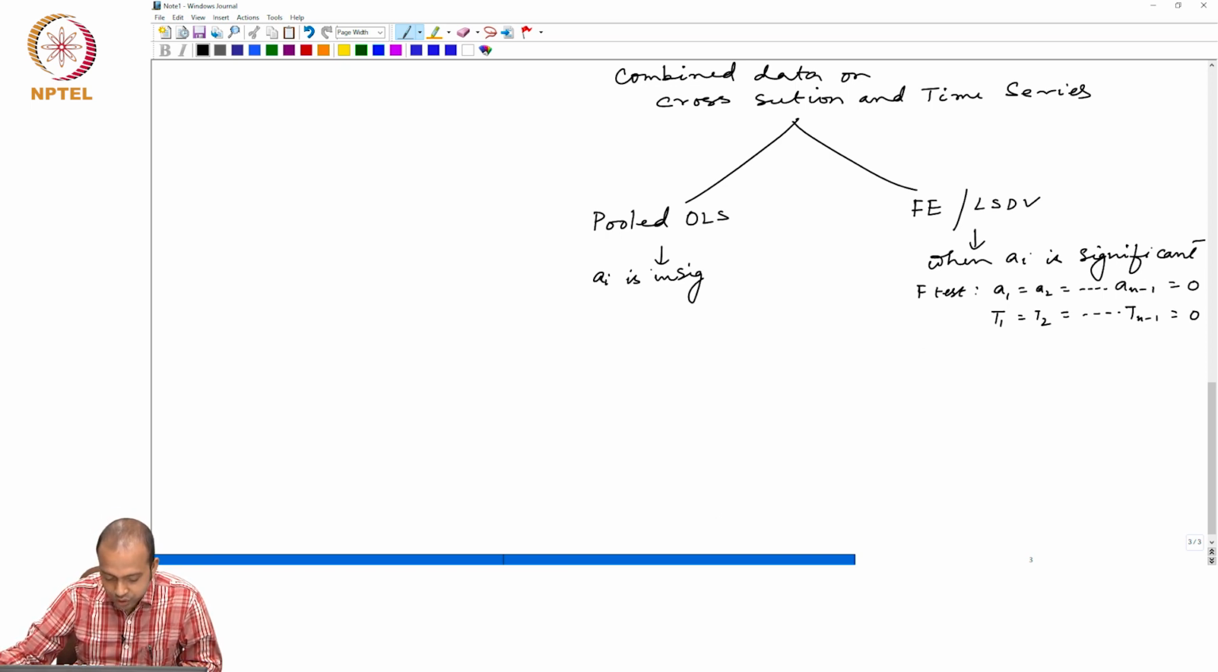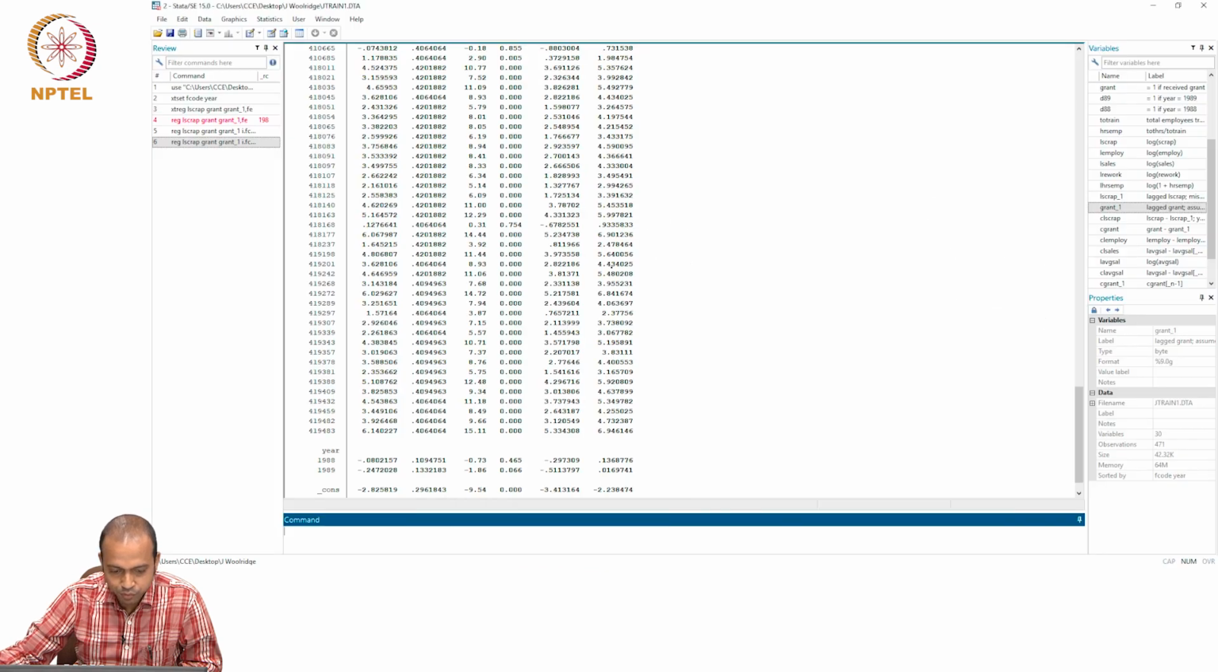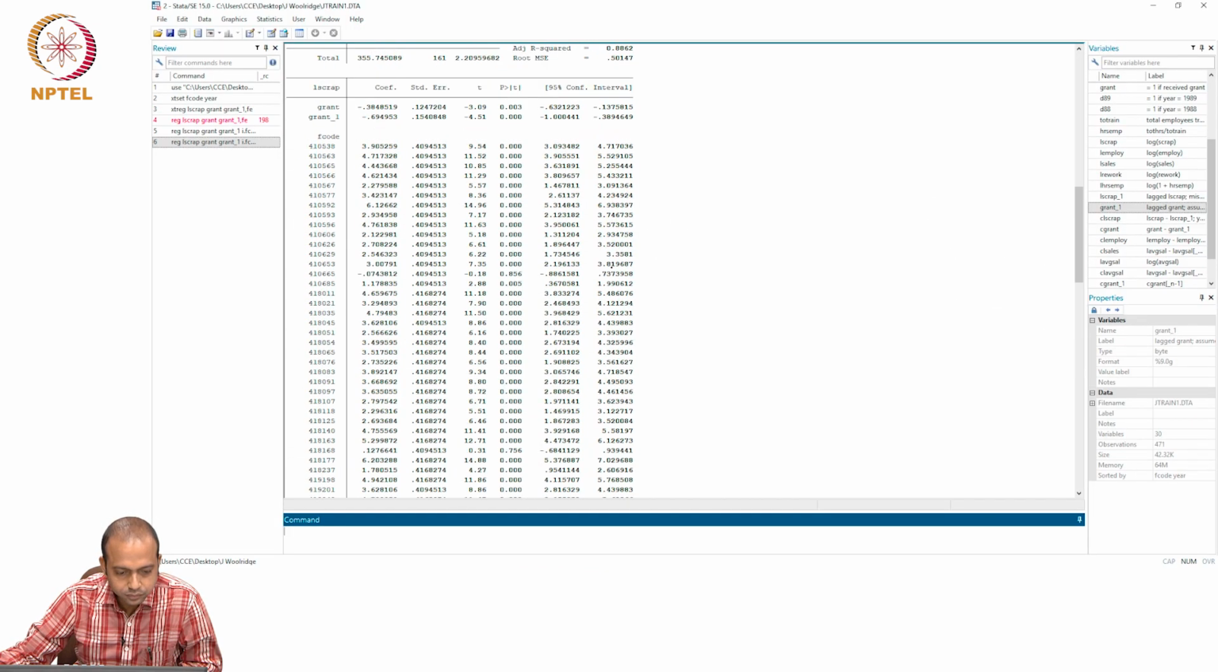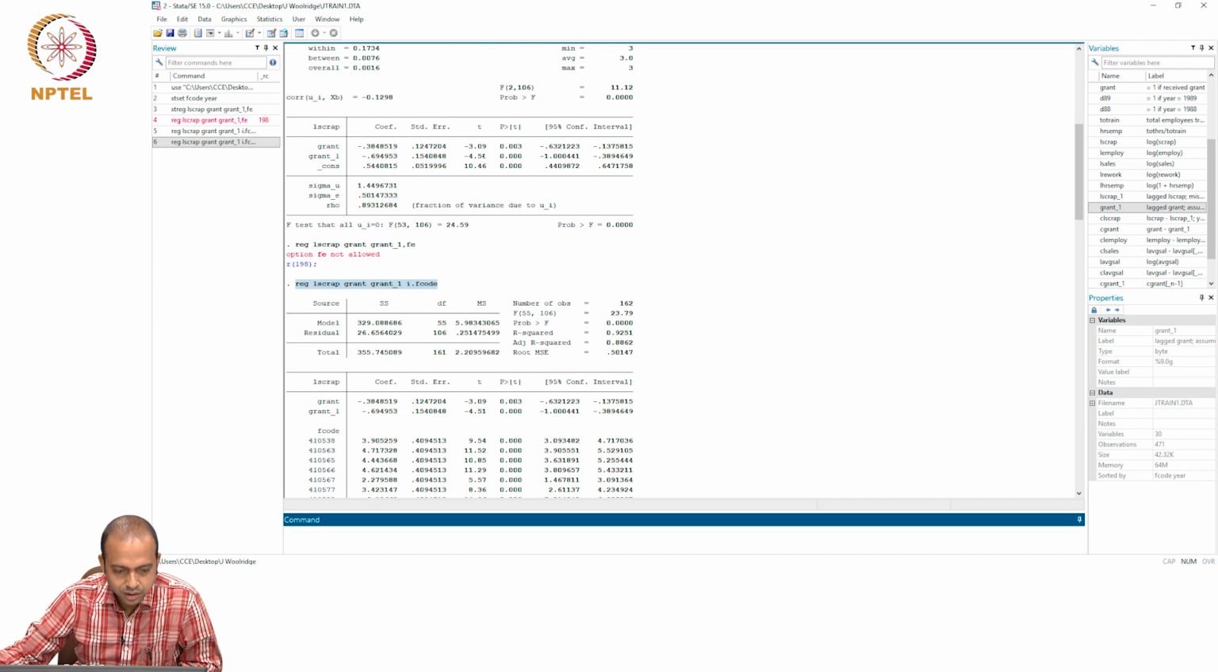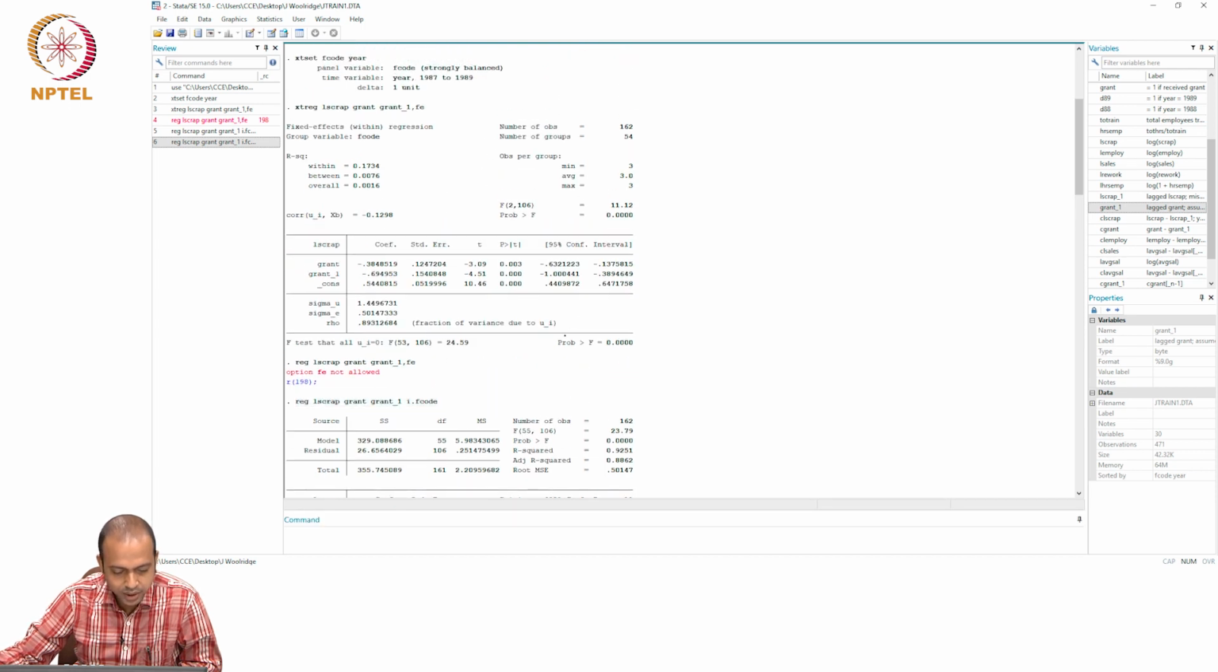So, when you estimate the fixed effect model, if you go back, this is our fixed effect estimate.